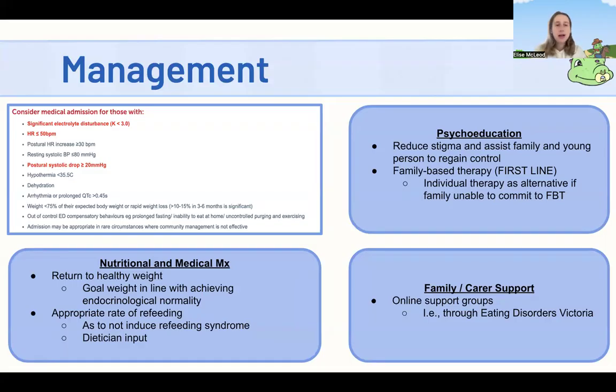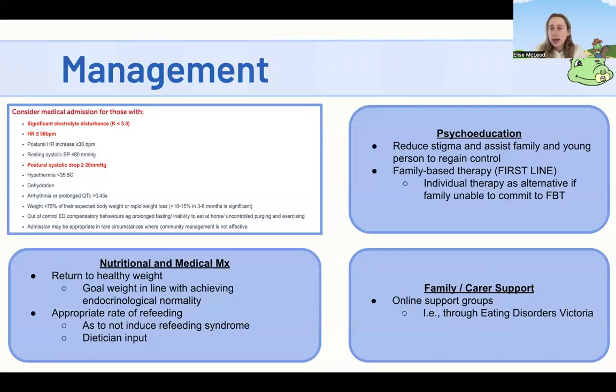In terms of management, as I spoke about, some children and adolescents are going to need medical admission to manage their refeeding, particularly if they're at risk of refeeding syndrome, which is that sudden electrolyte disturbance that occurs if refeeding is done too quickly. So here are some of the symptoms and signs to look out for, and the criteria for admitting young people with an eating disorder. So that's why it's really key to look at vitals in particular if a young person presents to you.